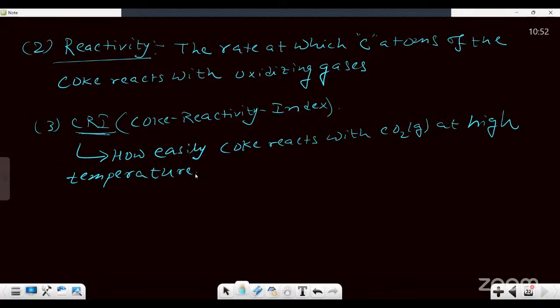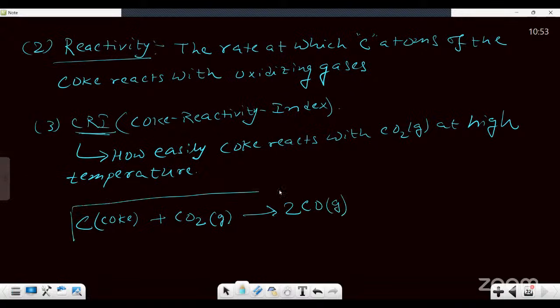Now, we need to understand why CRI is important. Why is it important? Because inside the blast furnace, in the raceway and lower stack, CO2 reacts with coke. Inside the blast furnace the temperature is quite high. At the hearth region, or just above the hearth region, there is the raceway, where the temperature is quite high, and the CO2 directly comes in contact with the coke. So this is the carbon of the coke coming directly in contact with CO2 gas, giving us carbon plus CO2 gas, giving 2 times CO gas.